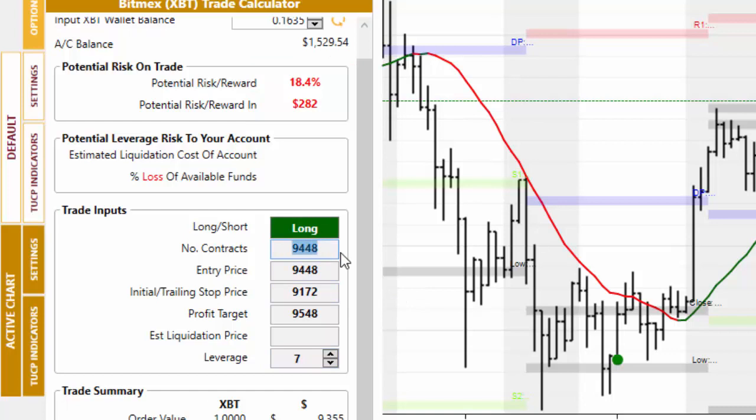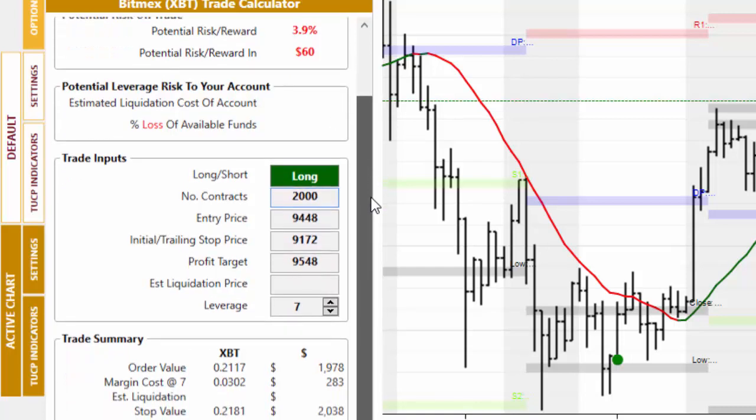So what we can do now is play around with these figures. We could halve it, for example, and straight away we're down to 8% with $134 risk. Still too heavy, so we say, okay, let's go down to 2,000. And now we're down to something that's a lot more acceptable, 3.9% with a $60 potential loss there. So let's just work our way down to the figures.